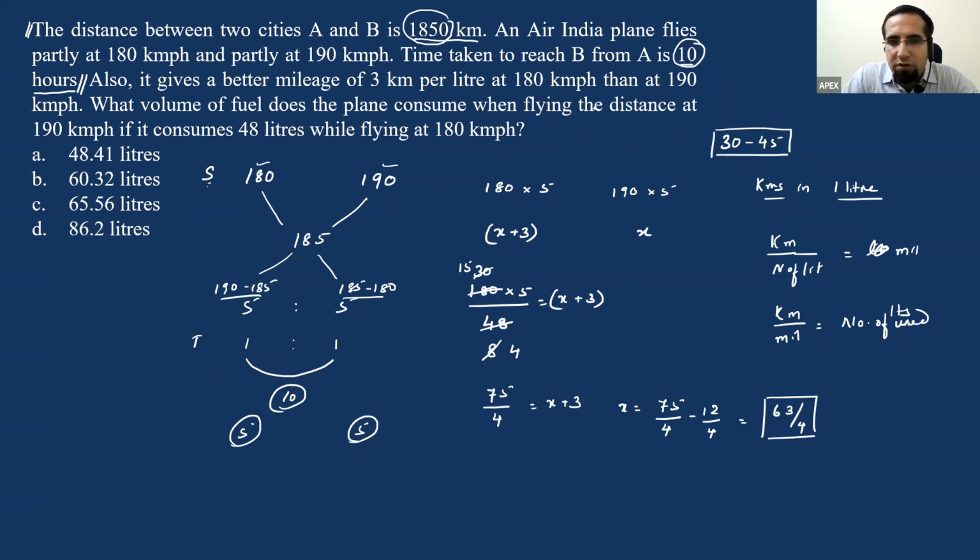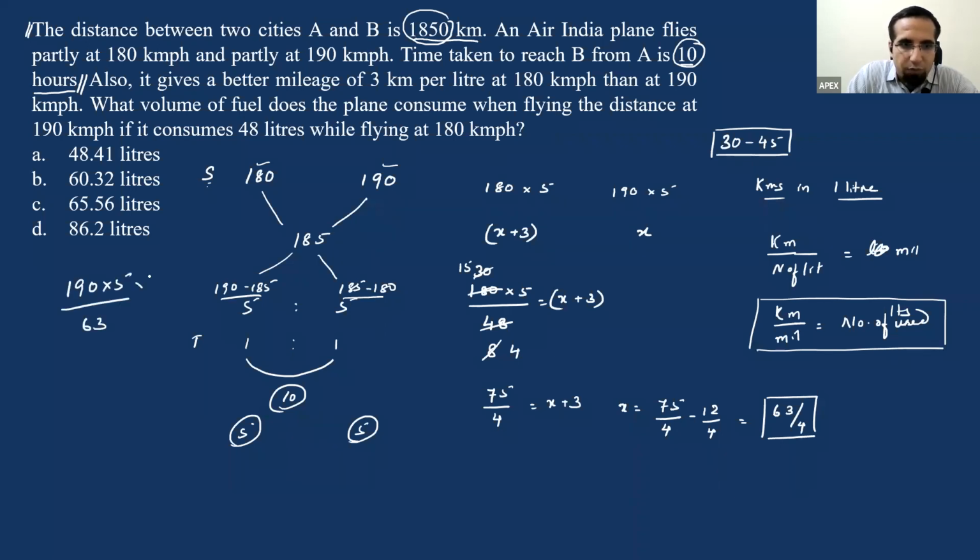Right. And if I need to know what is the volume of fuel consumed? So we know from this relationship again that number of liters used is equal to total kilometers by mileage. So this becomes 190 into 5 divided by 63 into 4. So if we go ahead with this, I think our answer should be there. So that's going to be 190 into 5, then I'm multiplying by 4. You can use your calculator for this. That is 60.3174. 60.3174 becomes 60.32.